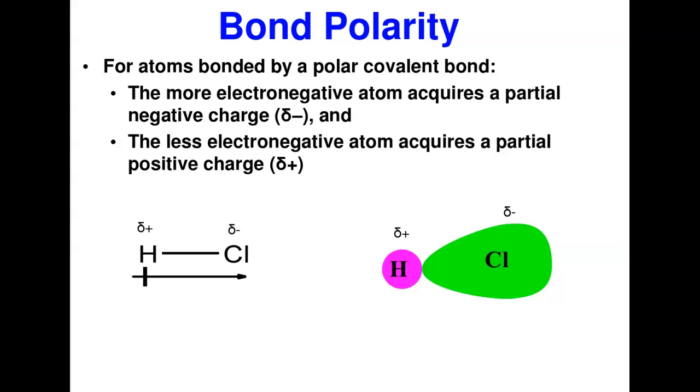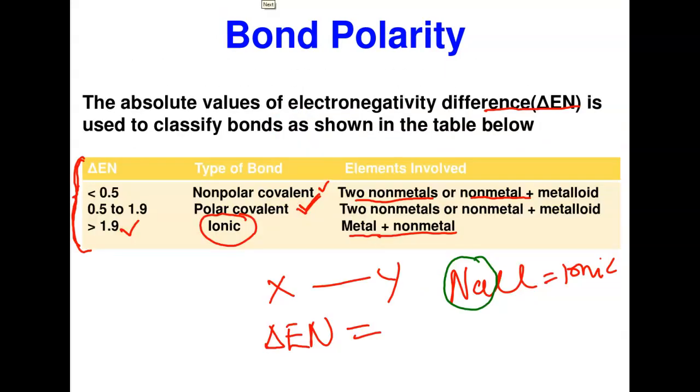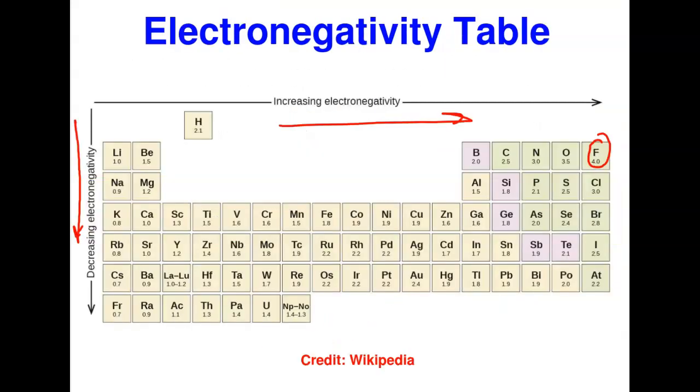Now, this is interesting. More on bond polarity. For atoms that are bonded by a covalent bond, the more electronegative atom, like I said, will assume a partial negative sign, and the one that is less electronegative will assume a partial positive sign. If you see the example here, if you look at hydrogen and chlorine, if you go back to that table, hydrogen has an electronegativity of 2.1. Chlorine, let's look at chlorine, has 3.0.